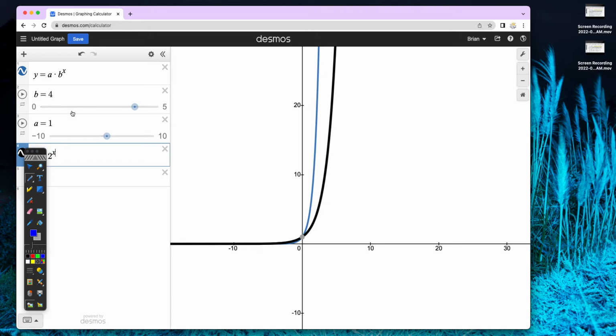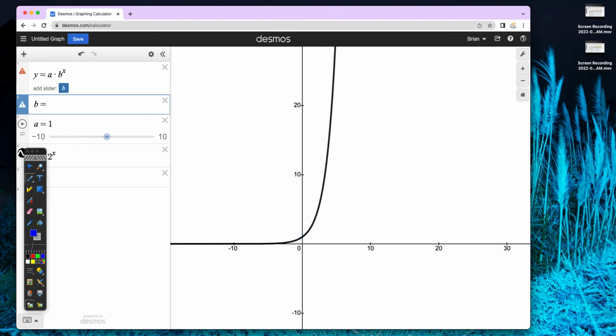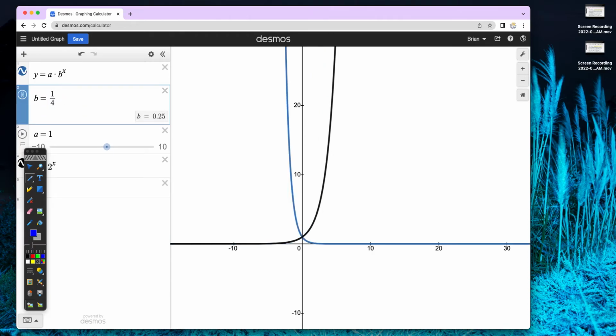Now, I mentioned before that you can have values between 0 and 1. And so watch what happens if I take that value of 4 and I make it 1/4. Well, all of a sudden it's flipped over to the other side. And what you're seeing is that as we move from left to right, the curve is actually getting smaller. So there's where we're going to get our exponential decay. If the b value is bigger than 1, it's going to give us exponential growth. If the b value is between 0 and 1, it's going to generate exponential decay.